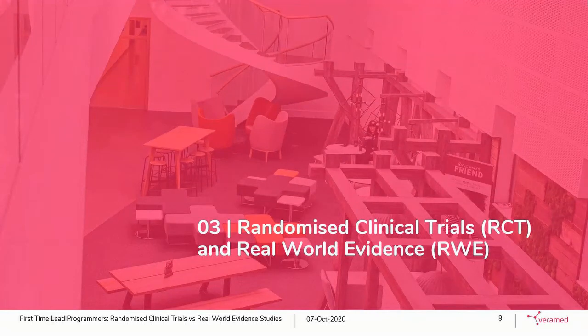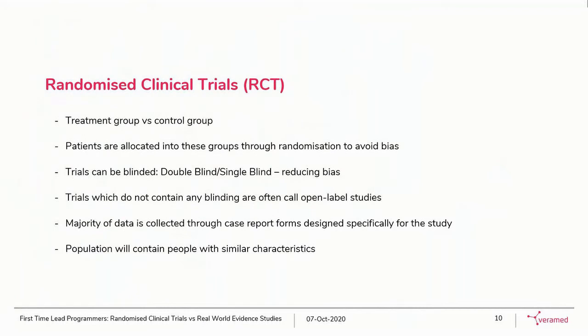Kirsty and I are lead programmers on two different types of studies, so we're just going to go through what they are and the differences between them. The first one is a randomised clinical trial. These types of trials can contribute to the approval of a drug by the regulatory agencies, such as the FDA.